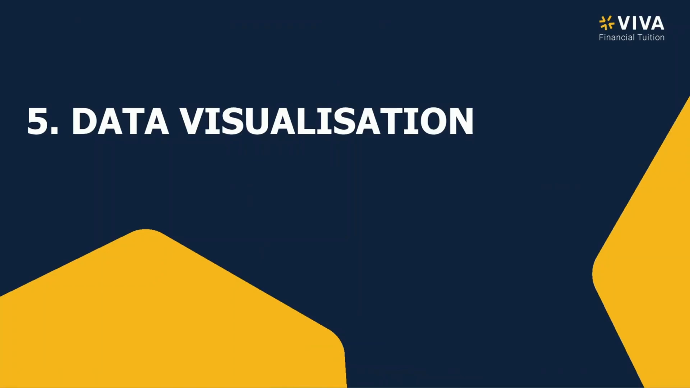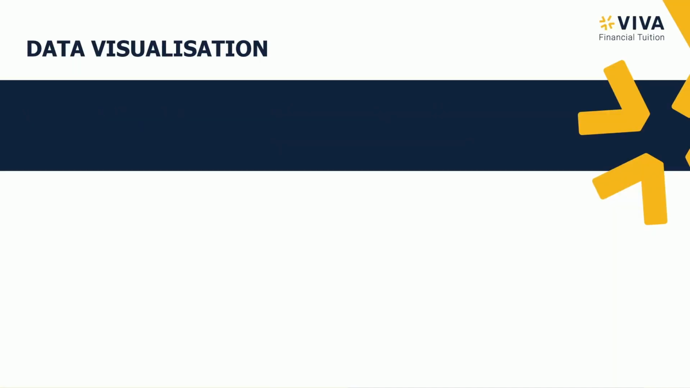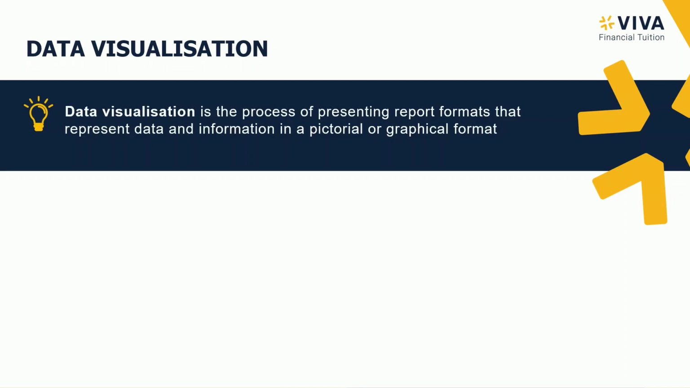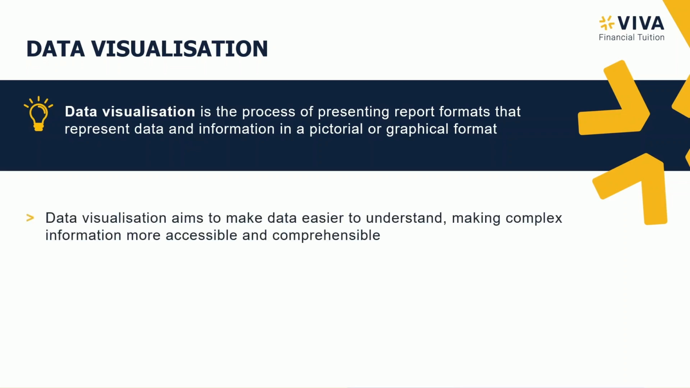Section 5, Data Visualisation. Data visualisation then involves presenting data and information in graphical or pictorial formats within a report format. The primary objective then of data visualisation is to enhance the understandability of data, making complex information more accessible and comprehensible.